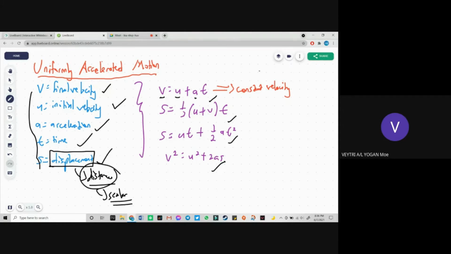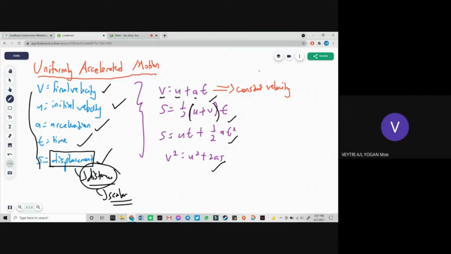Now, formulas. There's 4 formulas and all 4 ni selalu akan digunakan. Okay, now, first one is V equals to U plus AT. Second one is S equals to 1 over 2 (U plus V)T. Remember your brackets. Third one, S equals to UT plus 1 over 2 AT square. And finally, V square equals to U square plus 2AS.